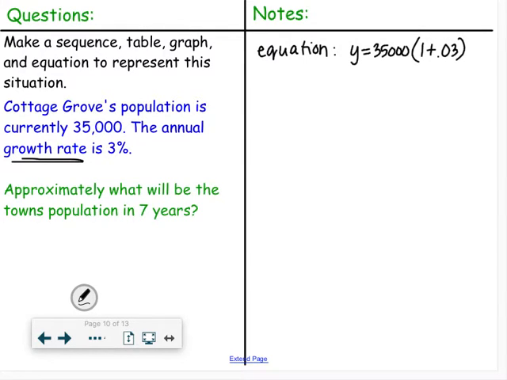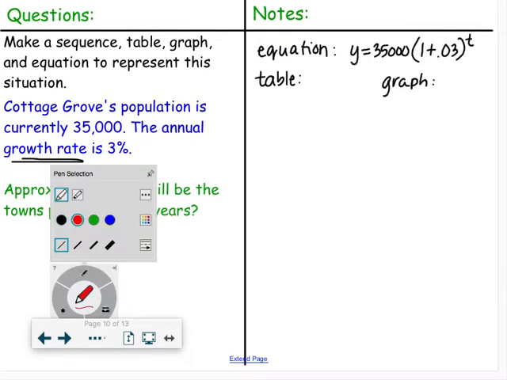Remember, you can write it as a fraction. 3% is 3 over 100. 3 divided by 100 is 0.03. And then I'm using t again for time because I need to be able to substitute different values for t to get my table and my graph. All right, so equation done. Table and graph are next.